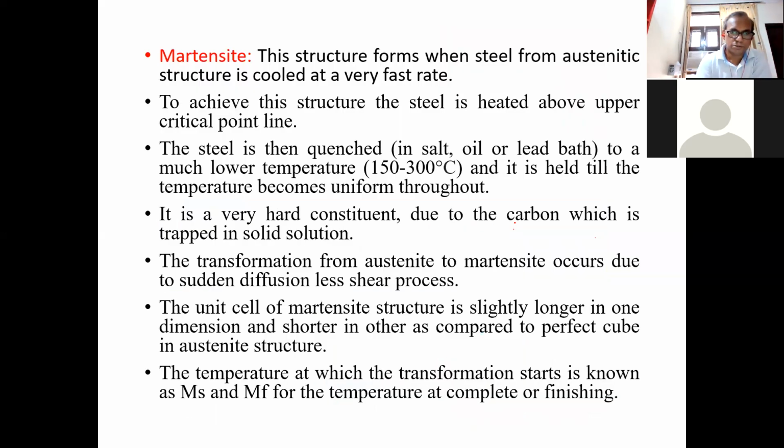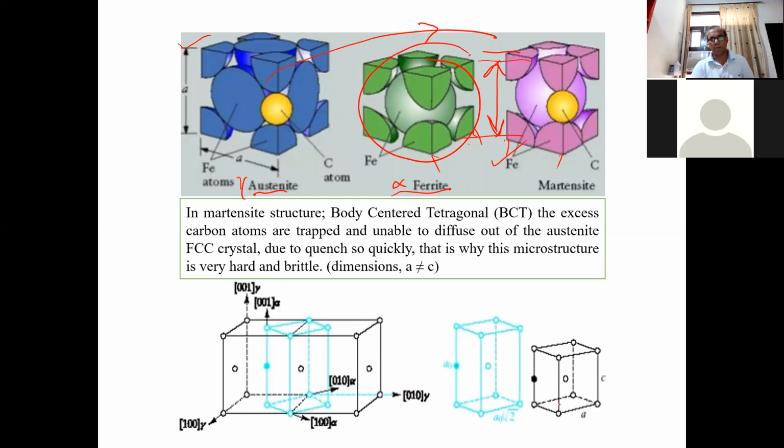So the unit cell of martensite is slightly longer in one dimension and shorter in other, as compared to perfect cube in austenitic structure. The temperature at which the transformation starts is known as MS, and MF when the transformation is complete, the structure becomes final. So you will see again this A will not be equal to C.